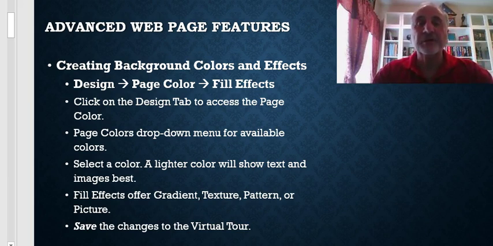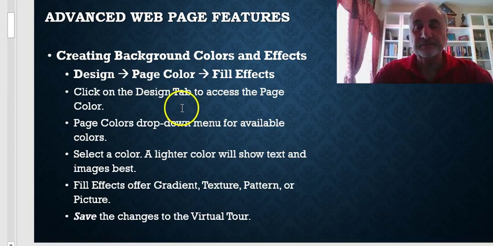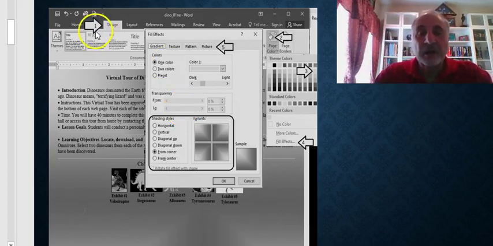Let's walk through the screenshot of the process. Step number 1, click on the Design tab to access the page color options. Step number 2 is click on the Page Color drop-down menu to see the available colors that you can choose from. Step number 3, select a color, keeping in mind that it will serve again as the background to your text.